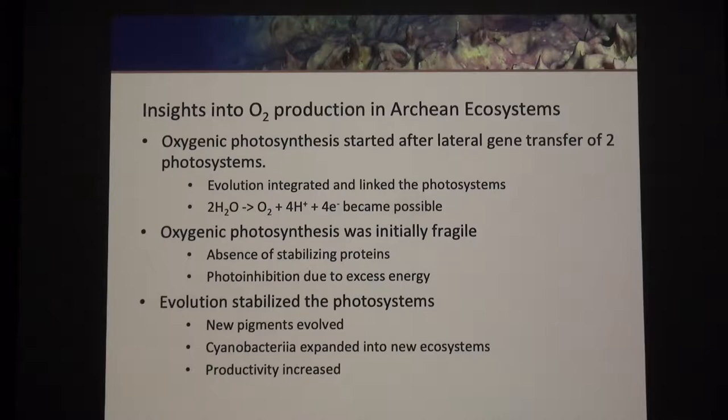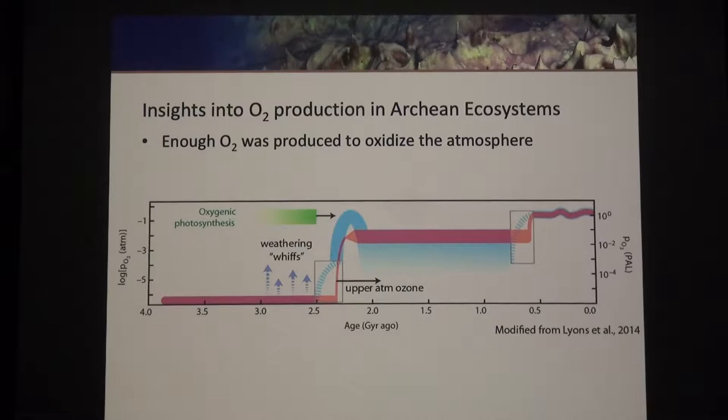So then the next step is that once evolution stabilized the photosystems, which could have happened quite quickly because of the strong evolutionary pressure to do it better, then the organisms can start evolving new pigments to absorb more light if they're not as sensitive to photoinhibition. If the cyanobacteria were initially restricted to low light environments, they could have expanded into new ecosystems, and as they're more efficient, the productivity increases, and thus the oxygen fluxes increase. And so the idea is that evolutionary stabilization led eventually to a large enough flux of oxygen to start meaningfully oxidizing the iron and sulfur and manganese and other reducing components in the environment, and eventually allowing it to accumulate in the atmosphere.